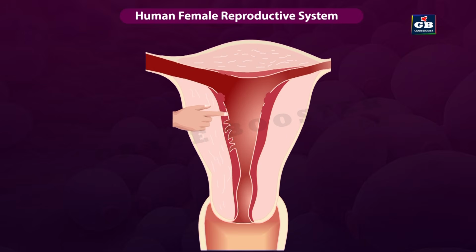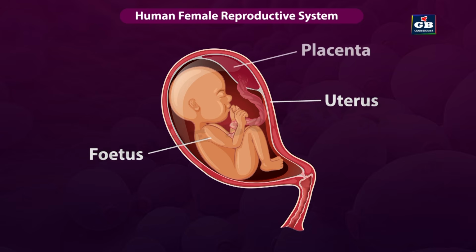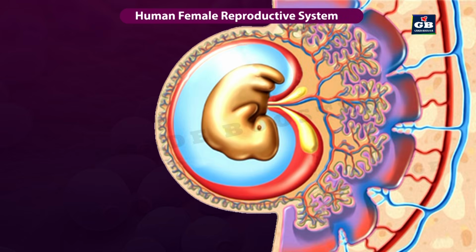The lining of the uterus grows new tissues and blood vessels to accommodate the embryo. After implantation, the embryo grows into a fetus. The embryo gets nutrition from the mother's blood with the help of a special tissue called the placenta. This is a disc-like structure embedded in the walls of the uterus. This placenta has blood spaces on the mother's side and villi on the fetus side.